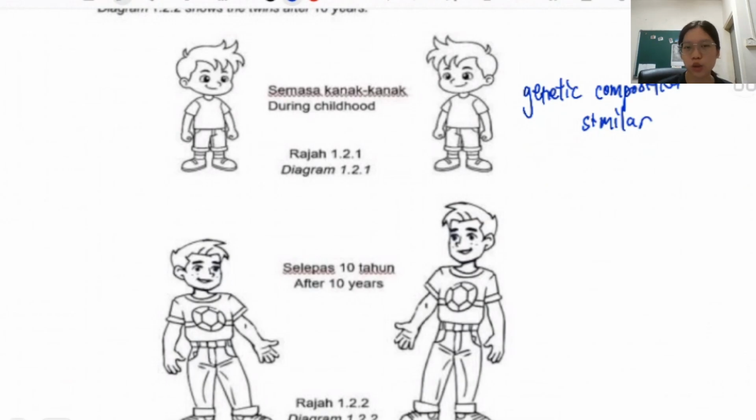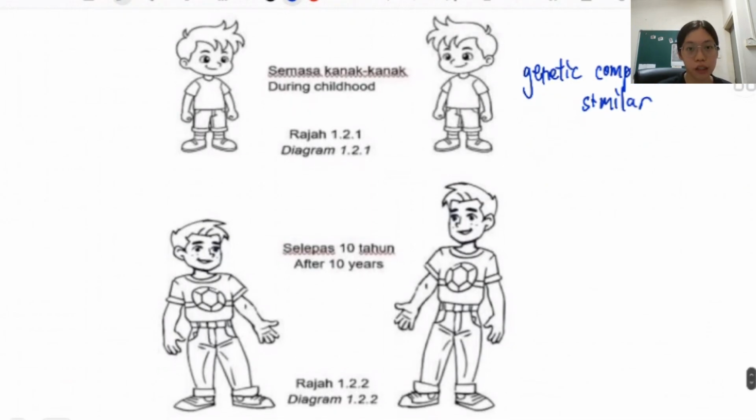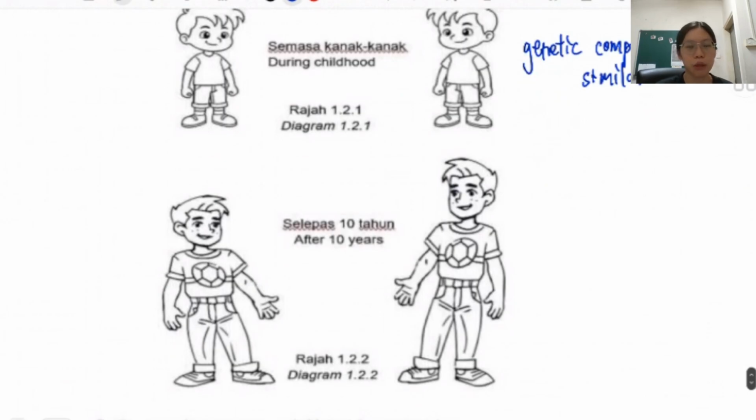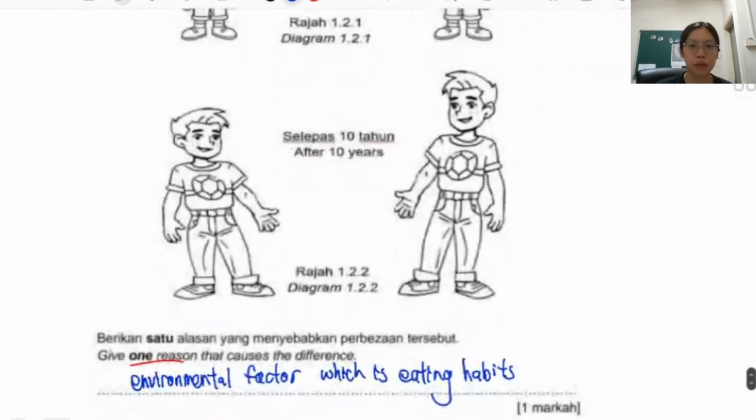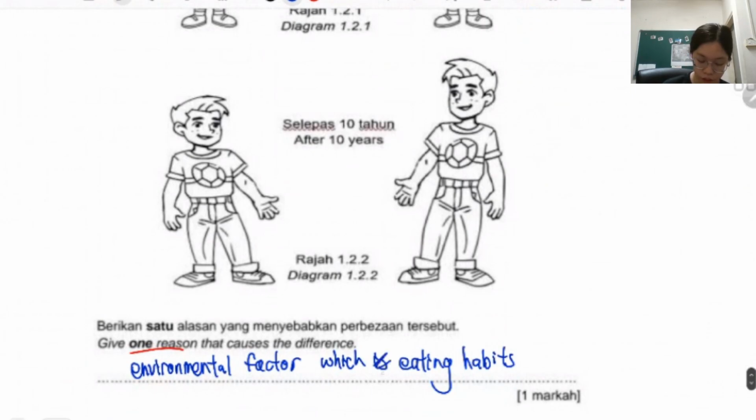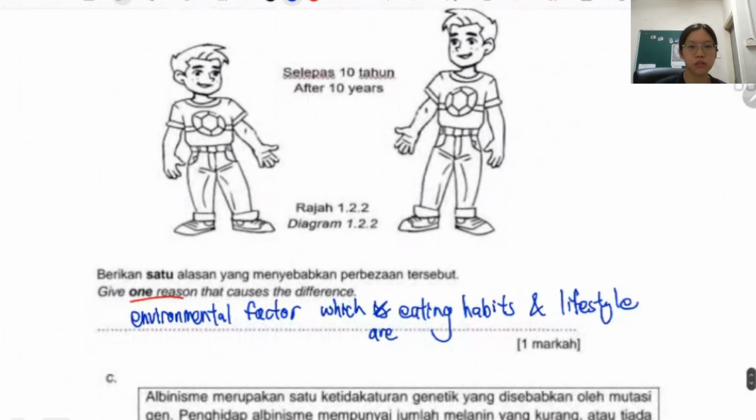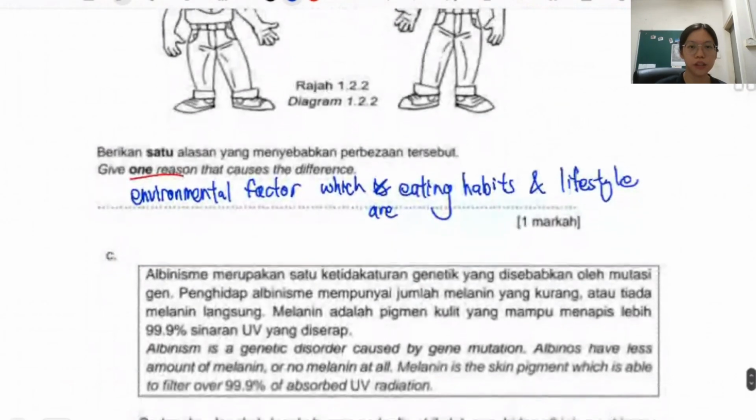So it is actually due to what? It's not due to genetic factor anymore. It's due to environmental factor. So you have to mention it is due to environmental factor because of maybe eating habits and lifestyle. Yeah, that is the one reason that causes the difference.